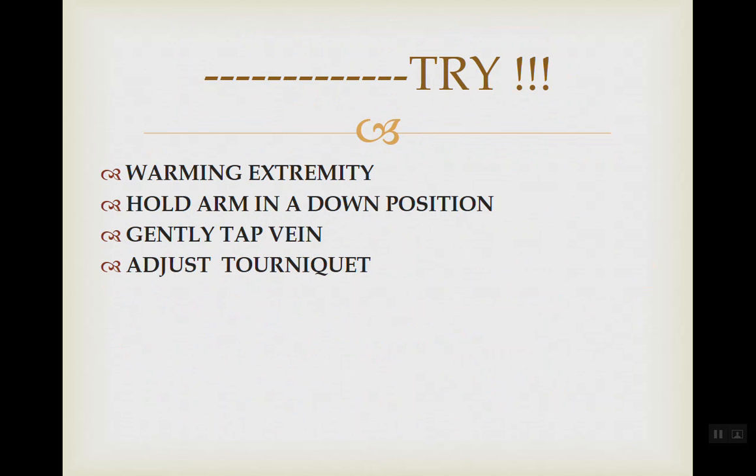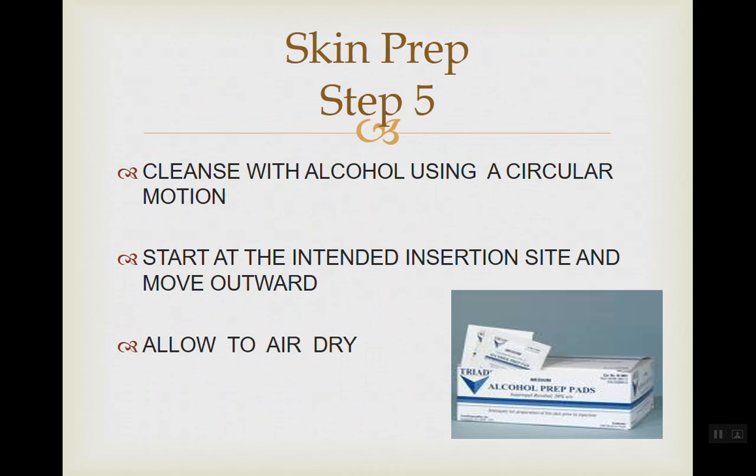If that vein doesn't plump up, a couple things you can do. You can try to warm the area with a warm compress. You can have them put their arm in a downward position, kind of see if gravity will help you plump it up once you have the tourniquet on. Tap it. Sometimes you might have the tourniquet either too tight or too loose, so adjusting your tourniquet can help to get that vein plumped up.